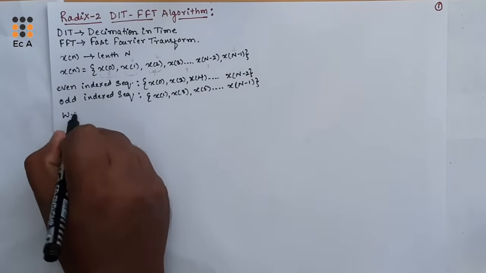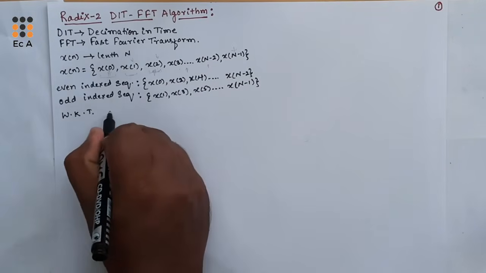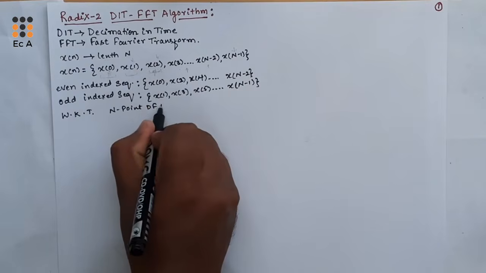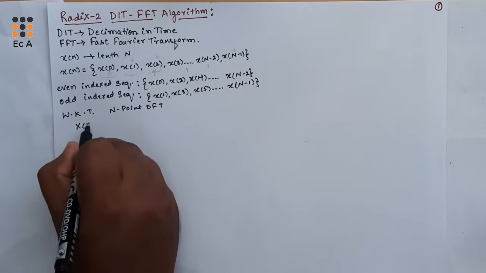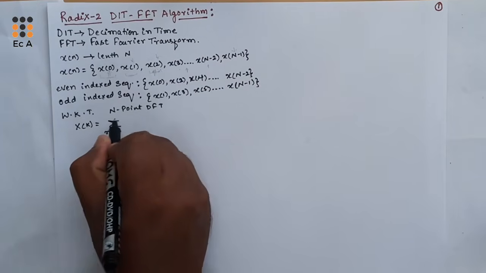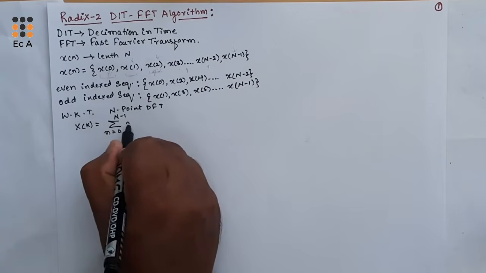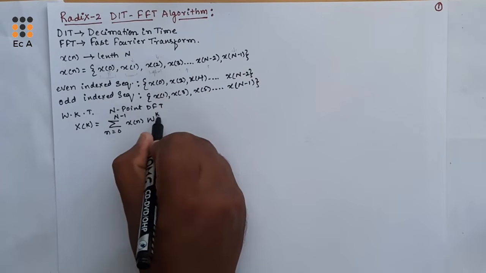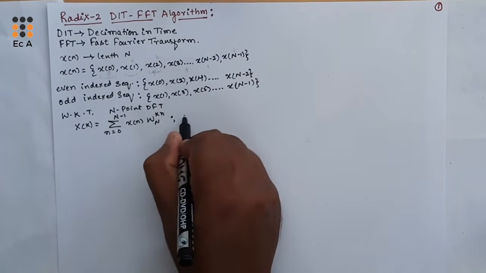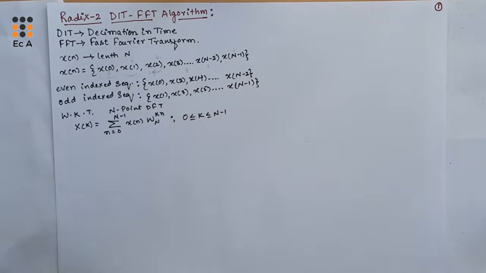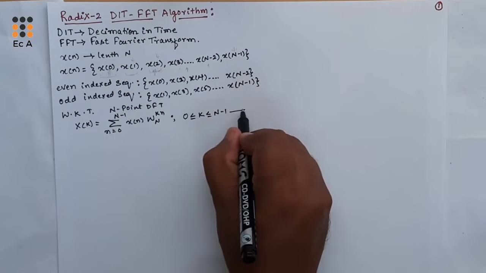We know that the N-point DFT can be given as X of k is equal to summation of n is equal to 0 to N minus 1 x of n W N to the power of kn, for k value ranging from 0 to N minus 1. Let us call this equation number 1.